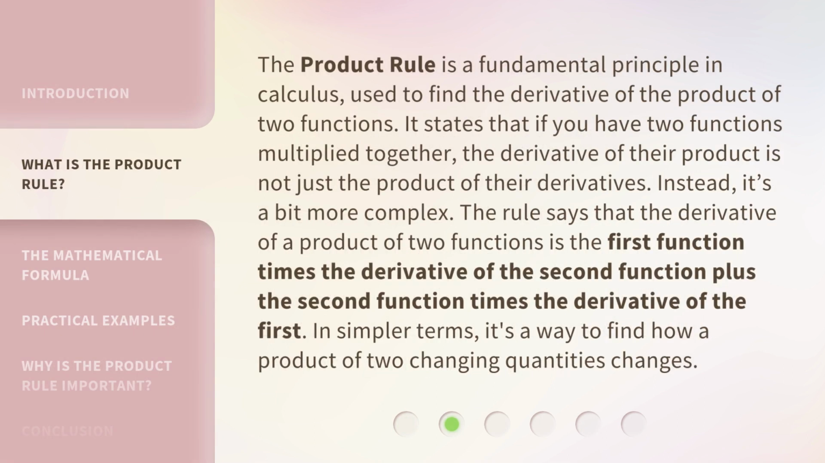The product rule is a fundamental principle in calculus, used to find the derivative of the product of two functions. It states that if you have two functions multiplied together, the derivative of their product is not just the product of their derivatives. Instead, it's a bit more complex. The rule says that the derivative of a product of two functions is the first function times the derivative of the second function plus the second function times the derivative of the first. In simpler terms, it's a way to find how a product of two changing quantities changes.